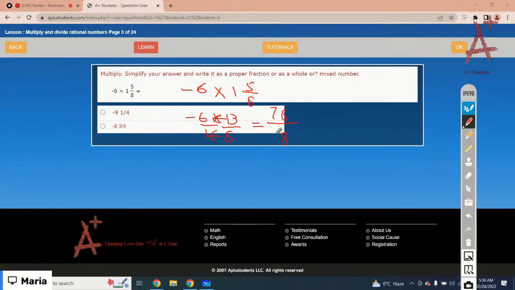So you have to divide. Got it? 8 times 9 is 72 and you are left with 6 over 8. So you have to divide both numerator and denominator by a common number, that is 2. It would be then negative 9 whole 3 over 4. The second option is the correct option. Got it? Just select the correct option, then click on the OK button.